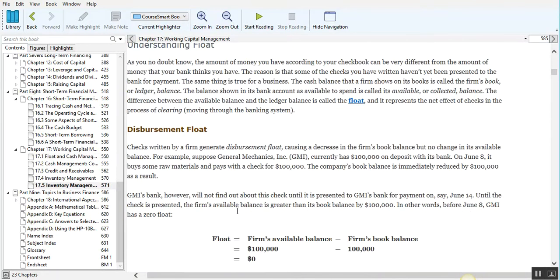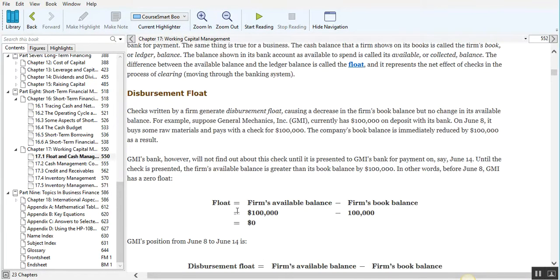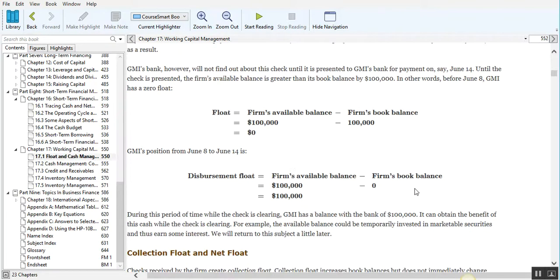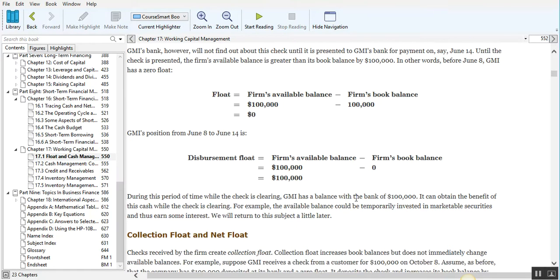So the float is basically, there are two ways. One is a disbursements float. When you write a check and you send it out, you identify that you have sent the check out, but the bank may not recognize that right away. So here you've got a book balance of $100,000, and an available balance at the bank of $100,000. If you wrote a check for $100,000 on June 8th and sent it out, you would have a zero book balance, but you'd still have an available balance of $100,000. In other words, the check hasn't cleared the bank yet, so you have a bit of a float.